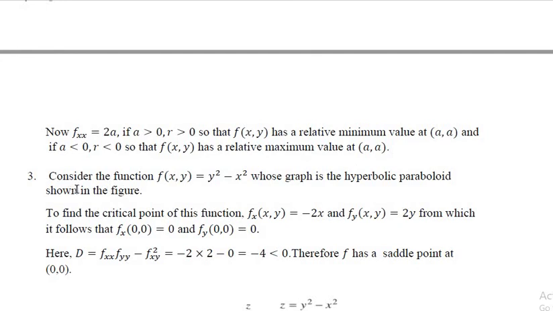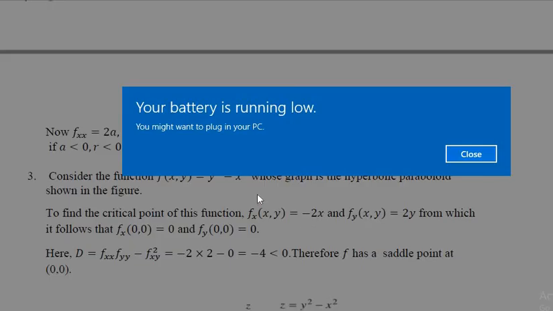Now we move on to the third problem. Consider the function f(x,y) equal to y square minus x square, whose graph is the hyperbolic paraboloid shown in the figure. Find the first order partial derivatives, that is fx equal to minus 2x, fy equal to 2y. Then equate to 0, we will get x and y equal to 0.